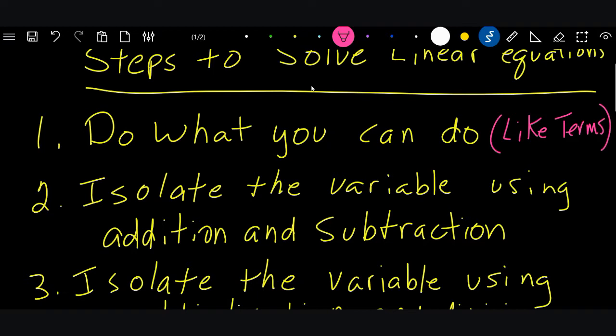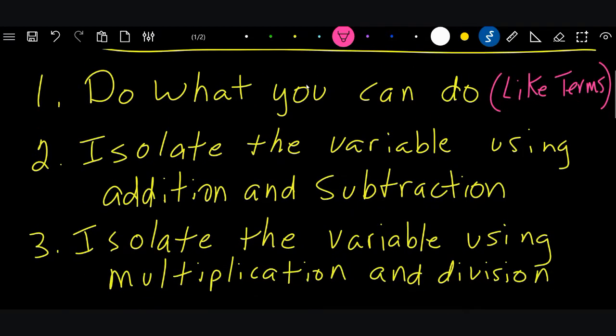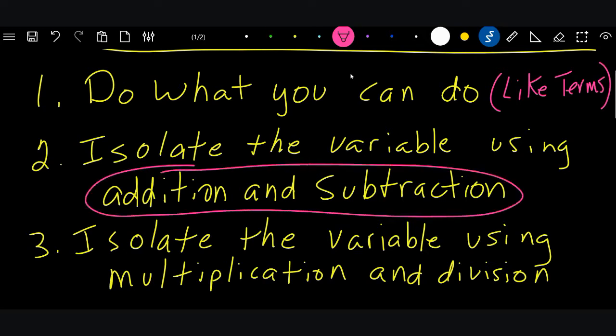Now, there comes a point at which you can't do anything else. In other words, everything on this side of the equation is all solved, and everything on this side of the equation is all solved. We can't go any further. And so when we get to that point, we have to start isolating. To isolate means to put by itself the variable. We want to get the variable all by itself. And the first way to do that, notice, is with addition and subtraction.